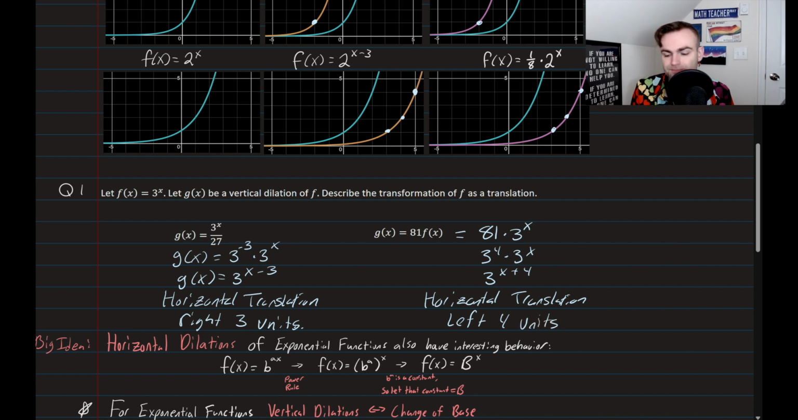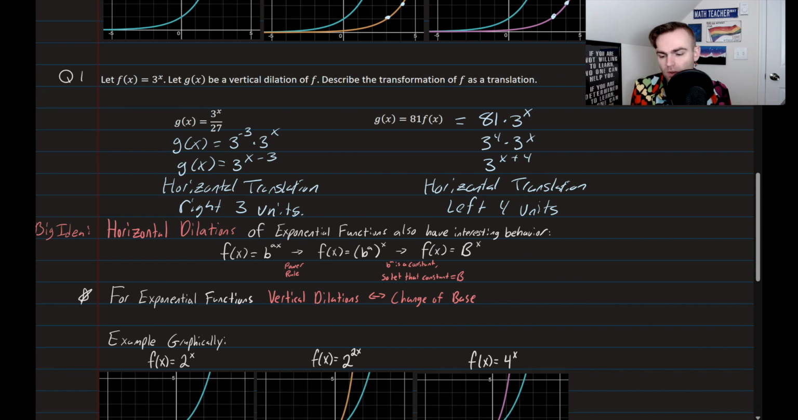Not too bad. So we dilated vertically. What about dilating horizontally? Well, let's look at that and use powers of exponents to examine that behavior. So if we have b to the power of a times x, that is essentially the same thing as b to the a to the power of x through the power rule. Well, b and a are both constants, so b to the power of a is just a constant. Let's call that constant big B. So we have f of x is equal to big B to the power of x.